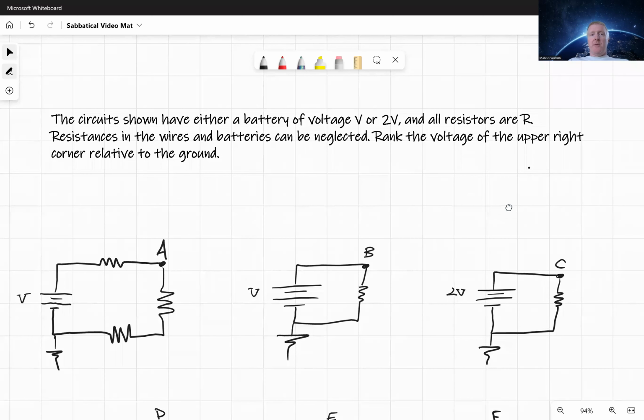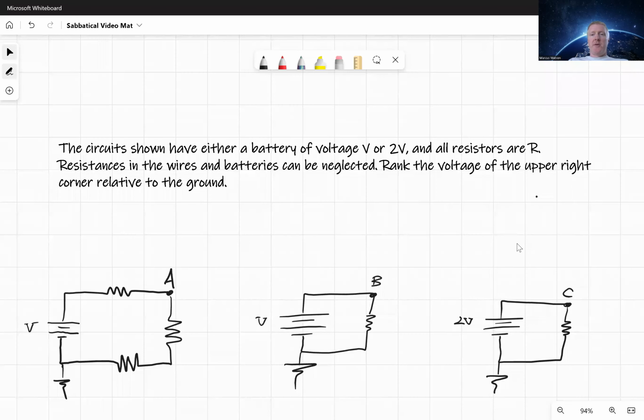All right, so I'm going to show you 6 circuits, and the batteries are either voltage or double the voltage. Doesn't really matter what it is. You could consider it to be a 6 and a 12 or a 10 and a 20, whatever it is. One's voltage and one's double that voltage. All the resistors are going to have the same value, an ohm, 2 ohms, 3 ohms, whatever it is. They're all resistor R.